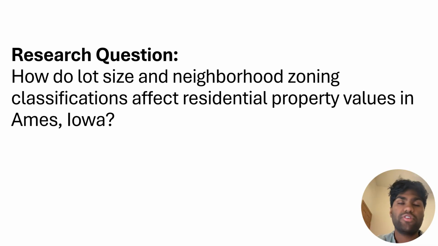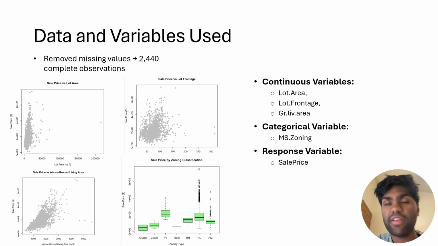My research question for this project was how does lot size and neighborhood zoning classification affect residential property values in Ames, Iowa? Essentially, I wanted to see whether physical land characteristics like lot area and regulatory factors like zoning have measurable effects on housing prices. To dig deeper into my research, I used the Ames Housing dataset and kept only complete observations, which came to around 2,440 rows.